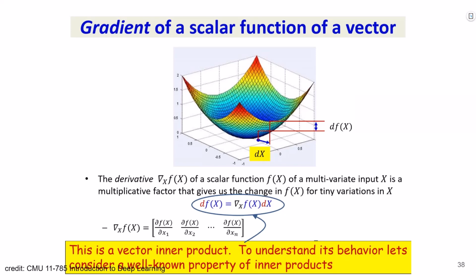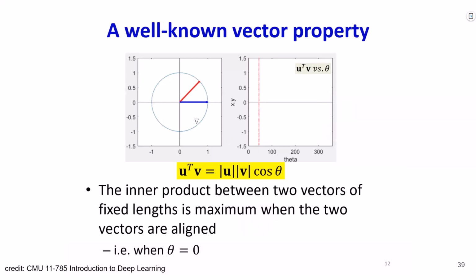And I talked about this quite a lot. This is a row vector, this is a column vector, and you can take an inner product. And by taking the inner product, you can calculate how much the resulting output changes. An inner product between two vectors of a fixed length is maximum when the two vectors are aligned, meaning that when theta is 0, the dot product between these two vectors becomes maximum.